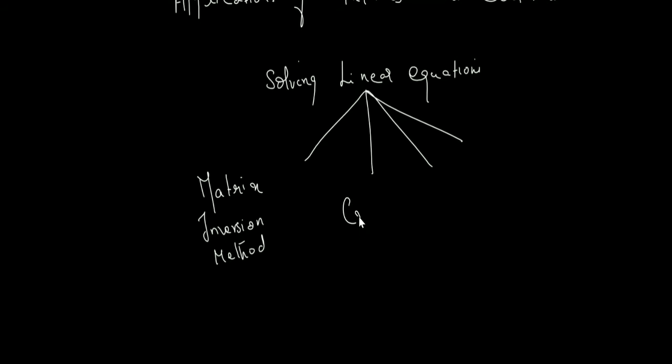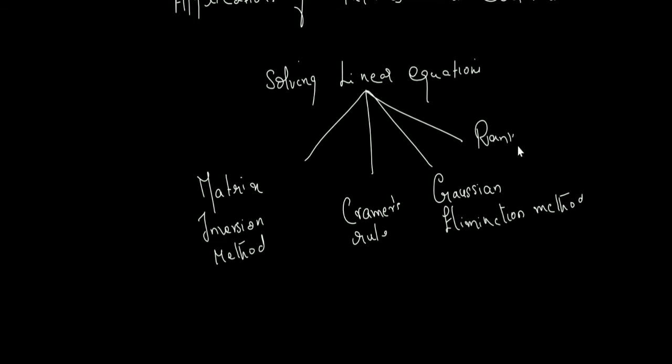Second one is Cramer's rule. You're going to use Cramer's rule to solve linear equations. Third is the Gaussian elimination method. The fourth one is the rank method. So these are the 4 methods used in this chapter.